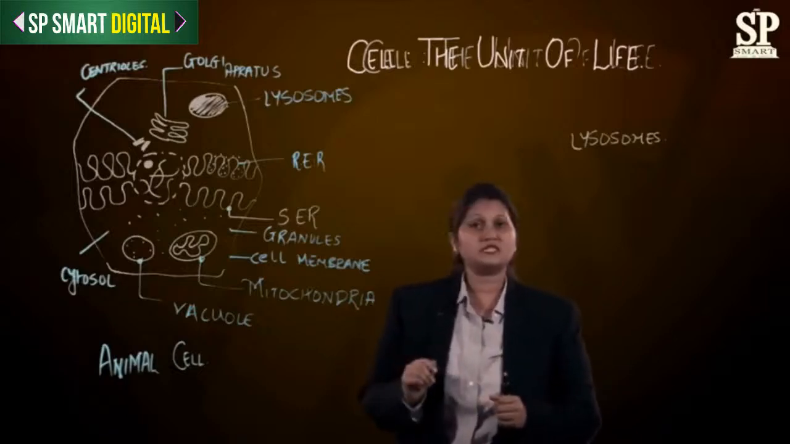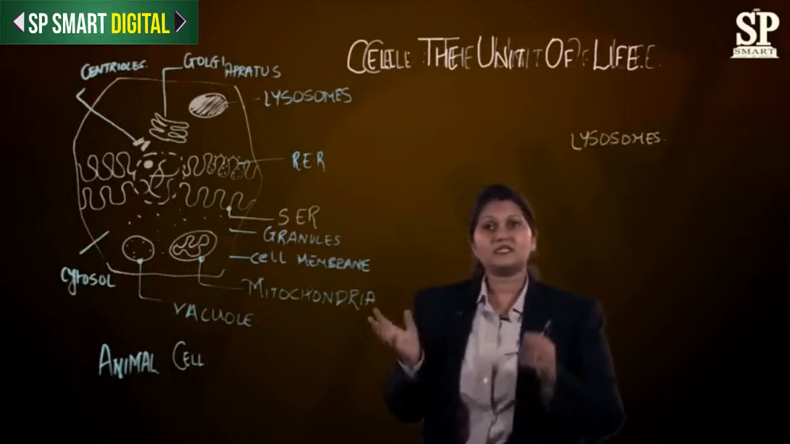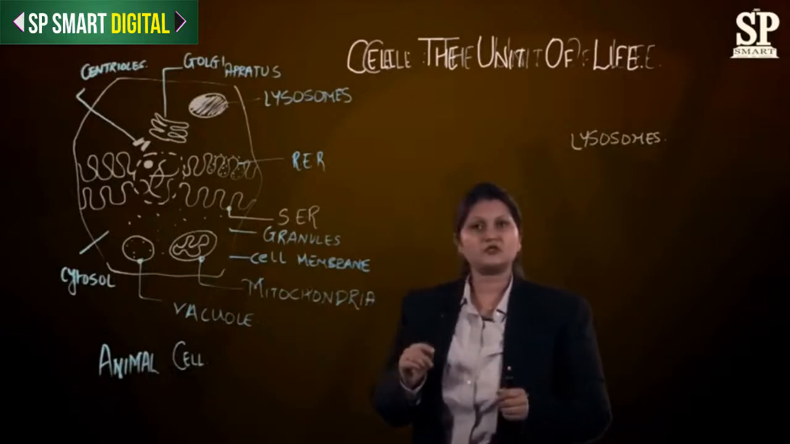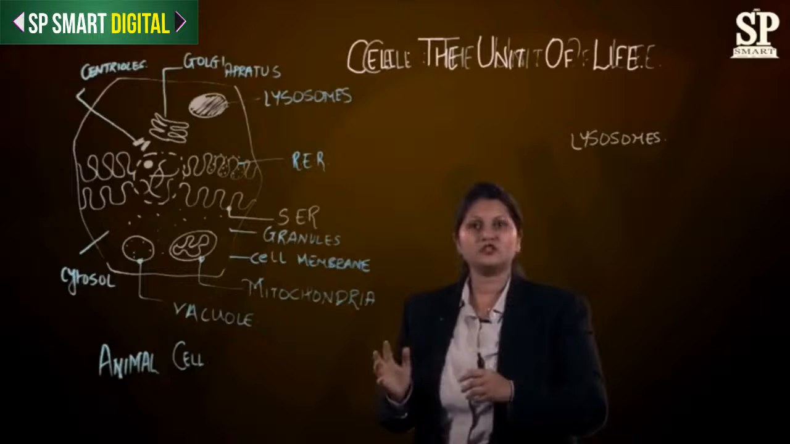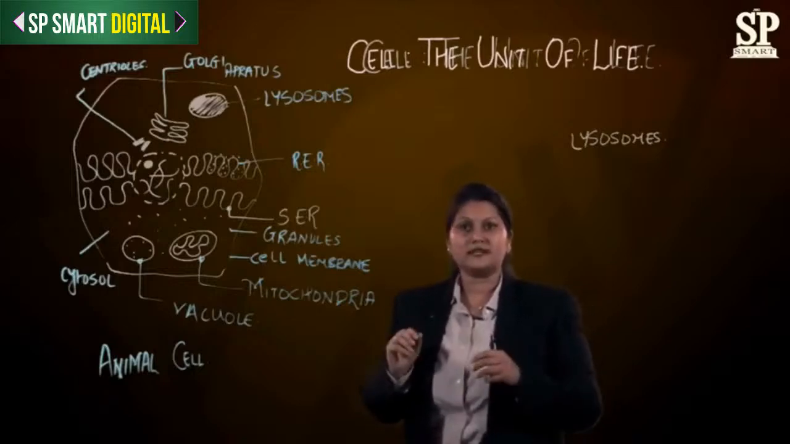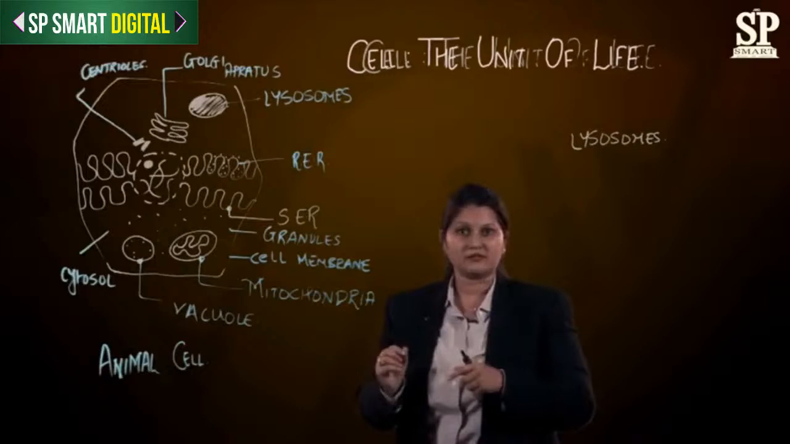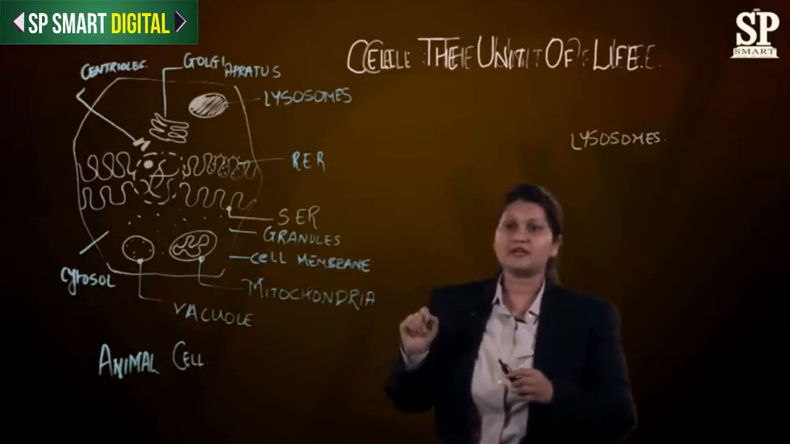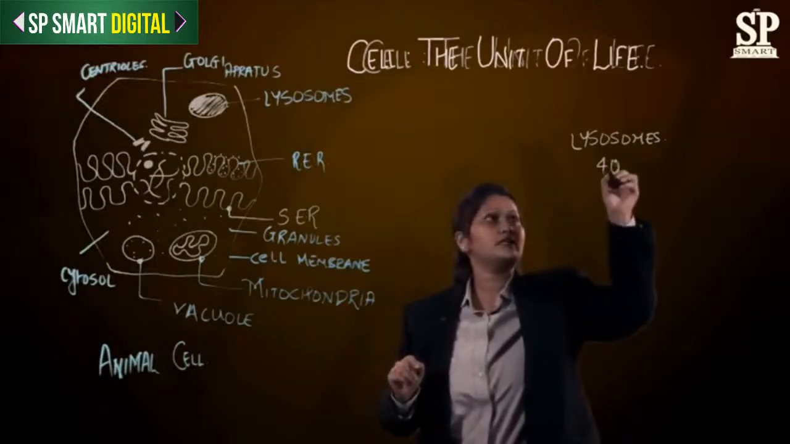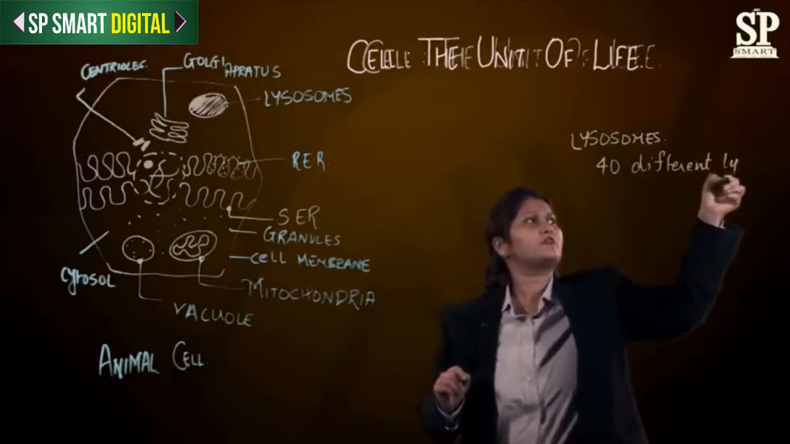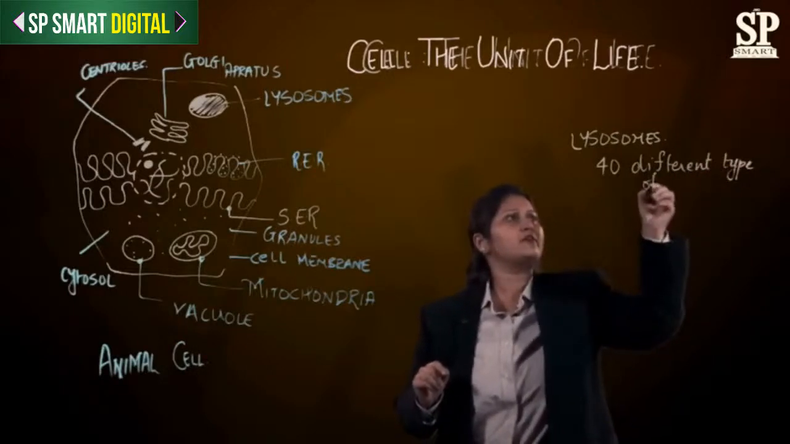The main function of this lysosome is that it is called the suicide bag of the cell. Why suicide bag? If the lysosome feels that the cell is in danger, it will release all its contents. Its contents are all different types of destructive chemicals. It is said that this lysosome contains 40 different types of chemicals.